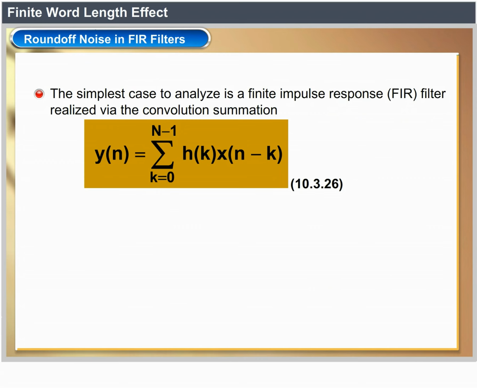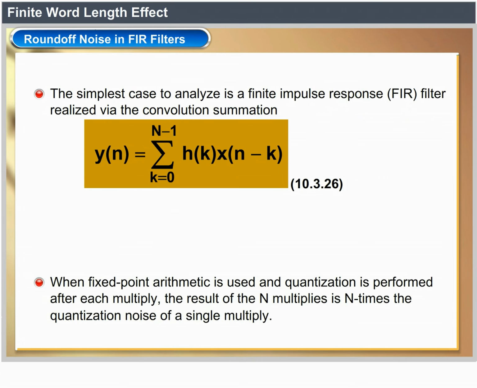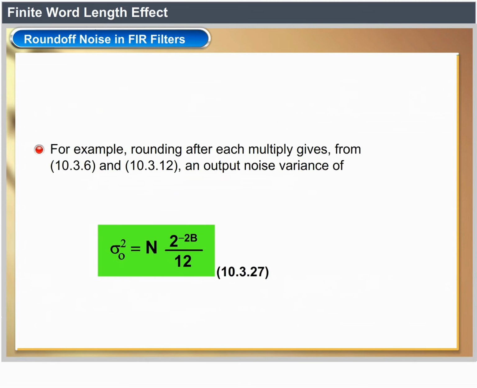When fixed point arithmetic is used and quantization is performed after each multiply, the result of the N multiplies is N times the quantization noise of a single multiply. For example, rounding after each multiply gives, from 10.3.6 and 10.3.1, an output noise variance of sigma naught square equal to N into 2 power minus 2b by 12, called equation number 10.3.27.